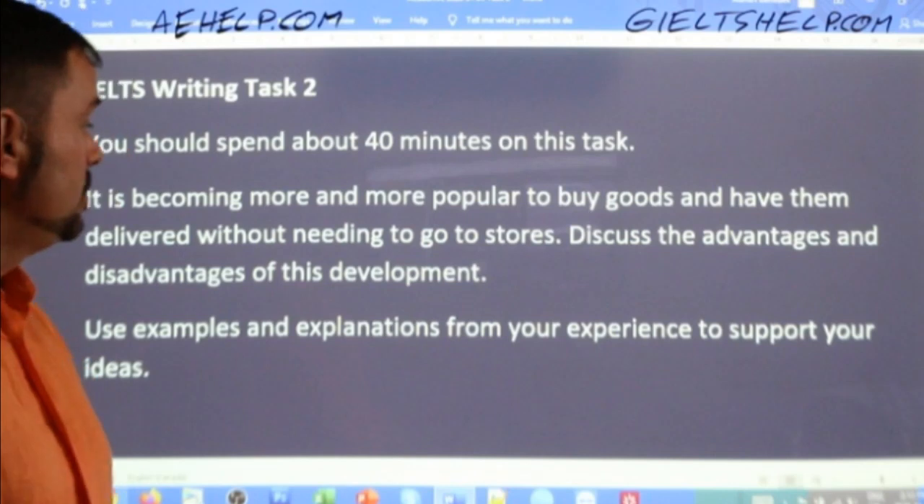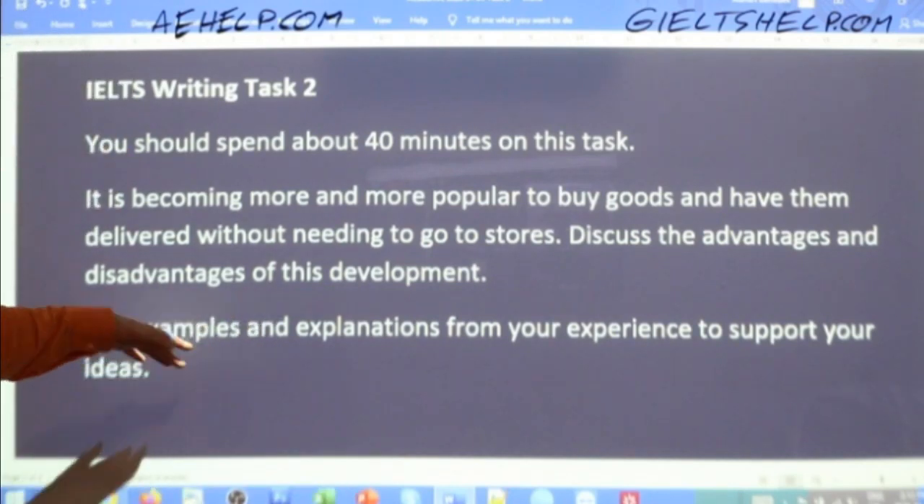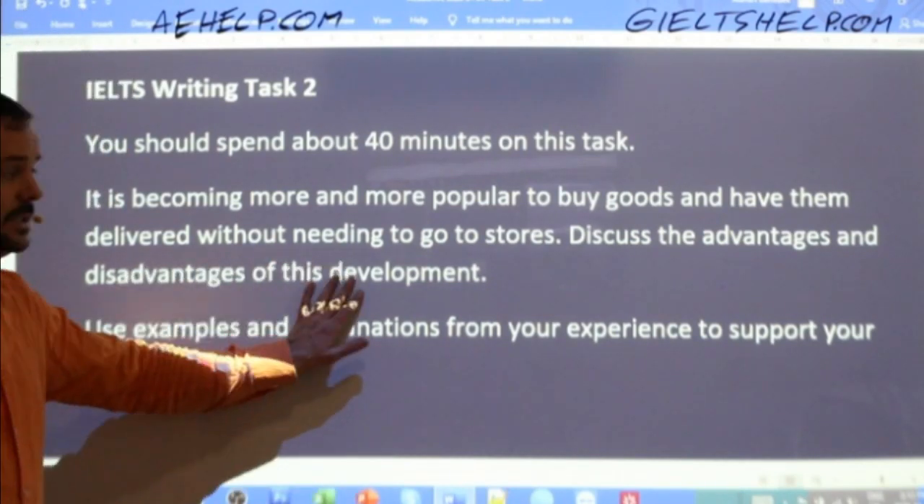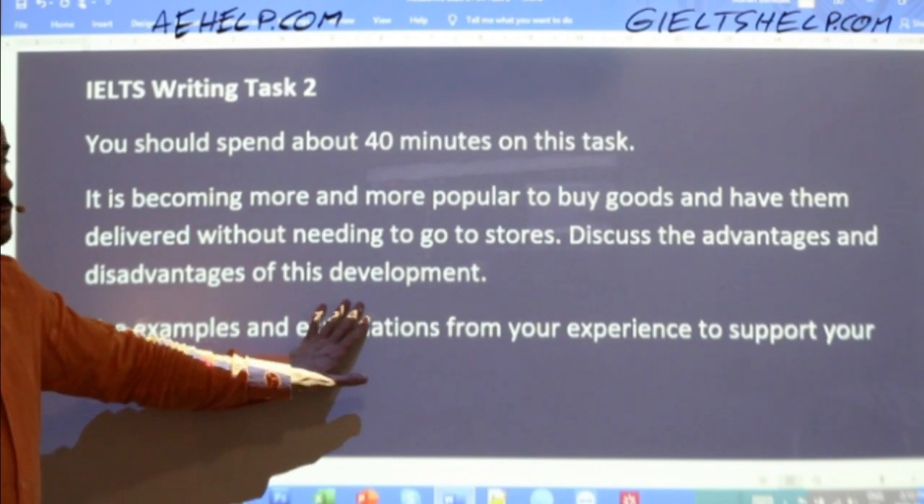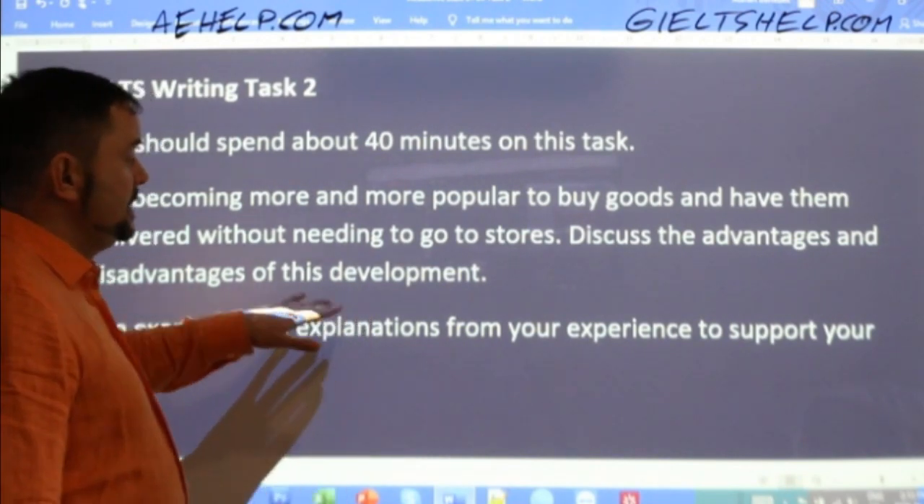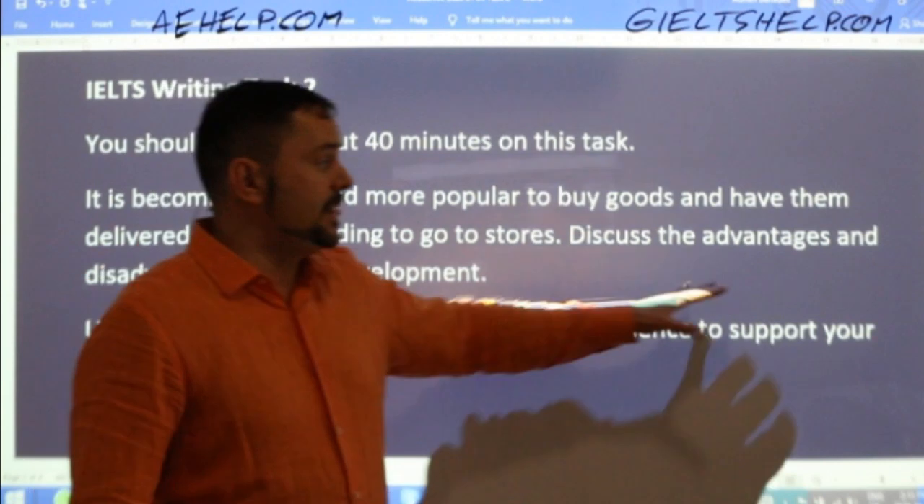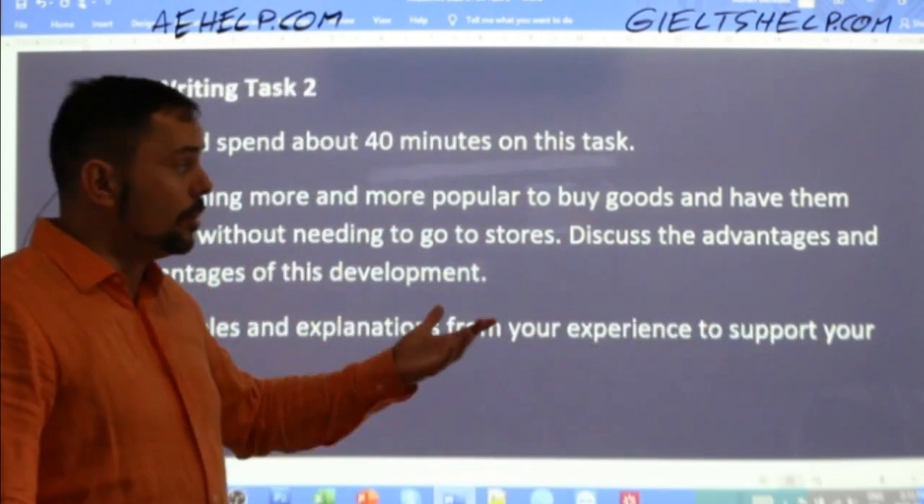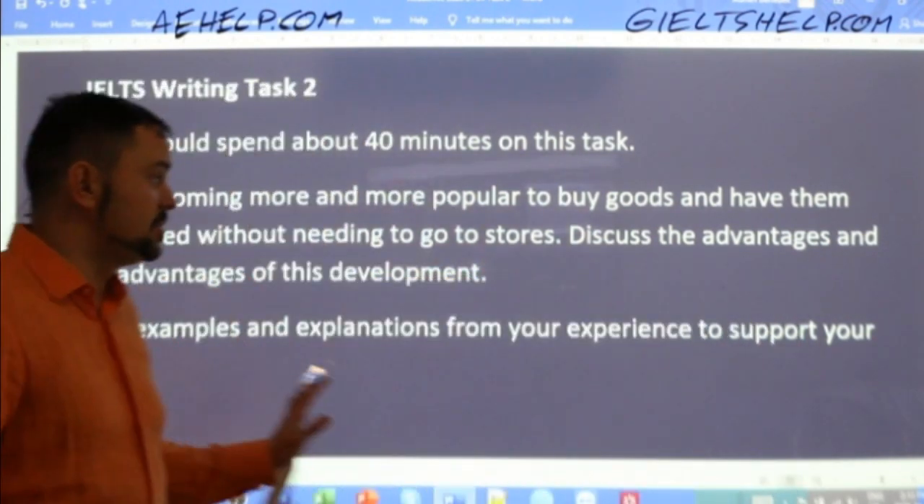It doesn't ask you to give your own opinion. So you just discuss the advantages and disadvantages. You can write about the disadvantages first and then the advantages if you want, or keep it the same, discuss the advantages, then the disadvantages.